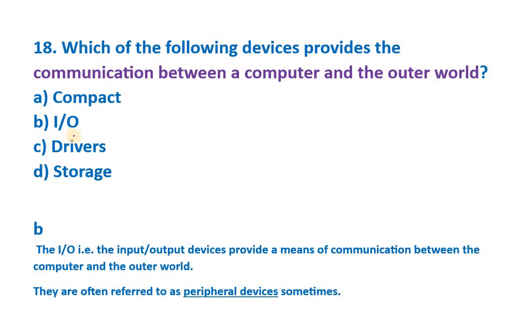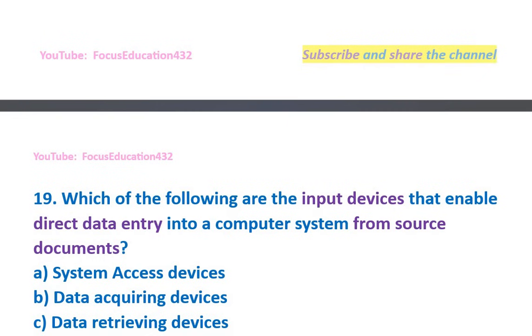I/O devices means what? Input and output devices. Sometimes these I/O devices are also known as peripheral devices. Peripheral devices are I/O, or input and output devices. These are used to communicate between one computer and other devices or the outside world, we can say. So I/O, input, output, peripheral. Remember these things. Now move to the next question.